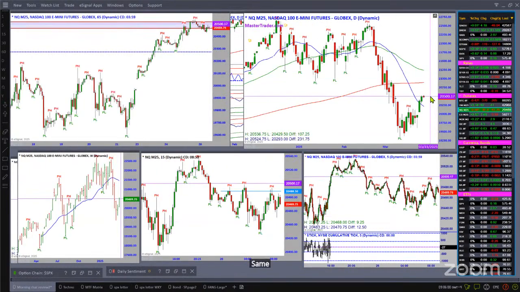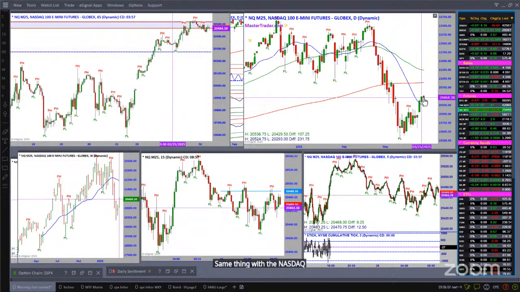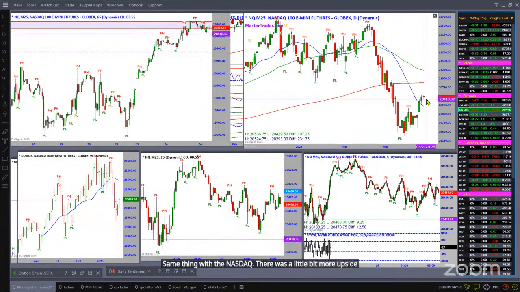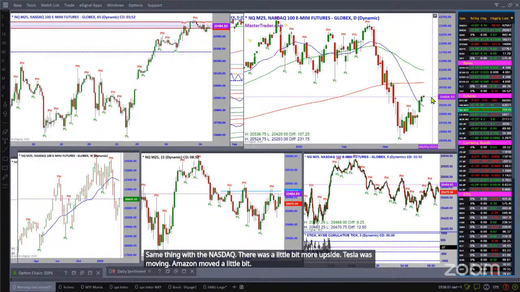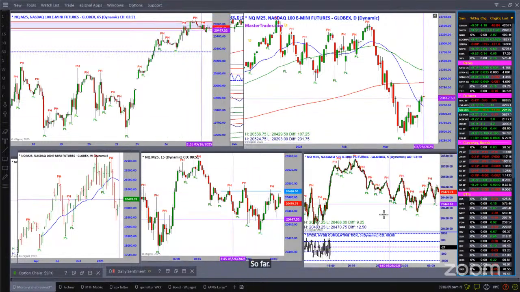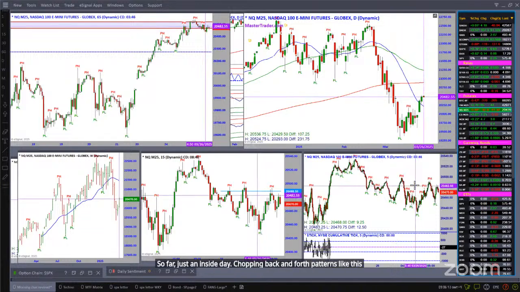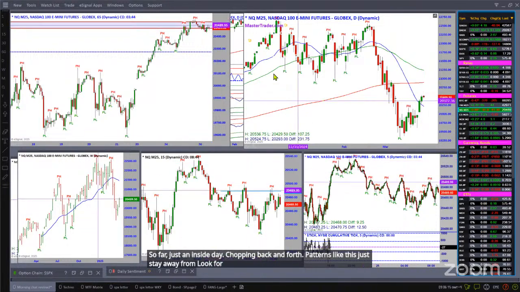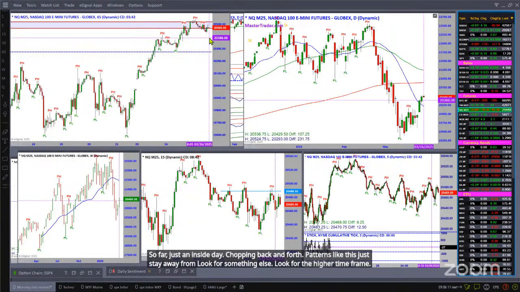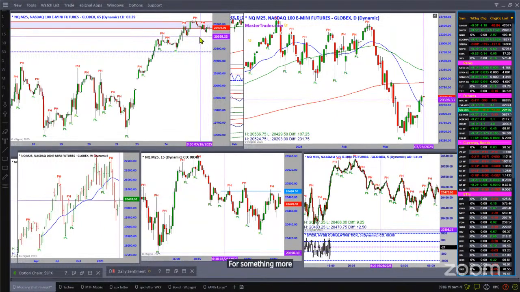Same thing with the NASDAQ. There was a little bit more upside. Tesla was moving, Amazon moved a little bit. So far, just an inside day, chopping back and forth. Patterns like this, just stay away from. Look for something else. Look to the higher time frame for something more substantial.